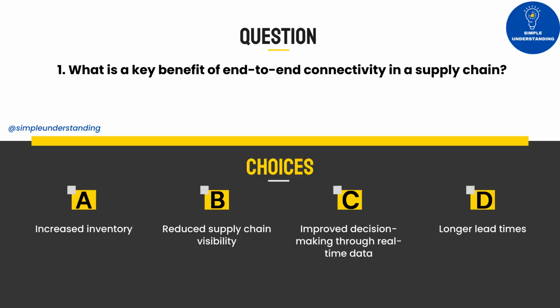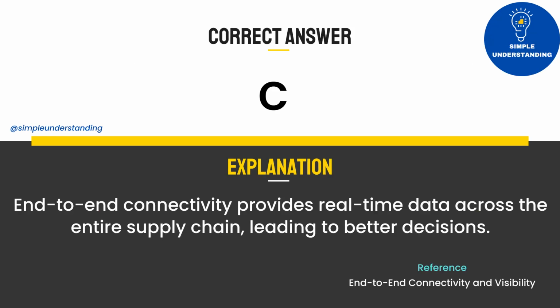1. What is a key benefit of end-to-end connectivity in a supply chain? A. Increased inventory. B. Reduced supply chain visibility. C. Improved decision-making through real-time data. D. Longer lead times. Correct answer: C. Explanation: End-to-end connectivity provides real-time data across the entire supply chain, leading to better decision-making.